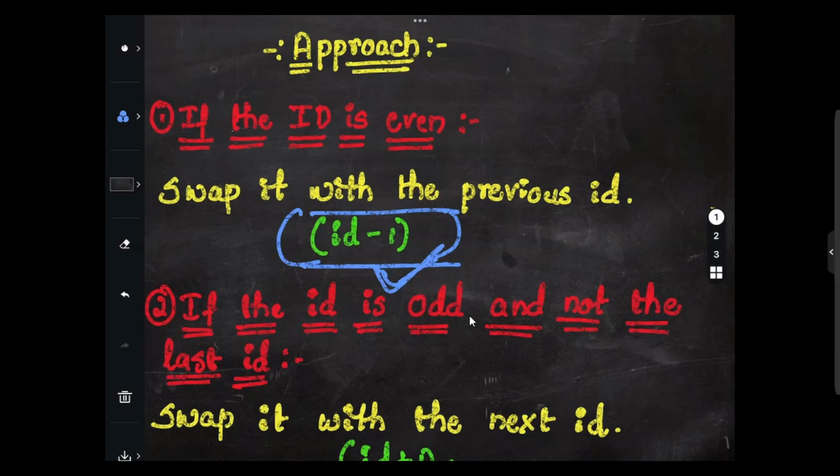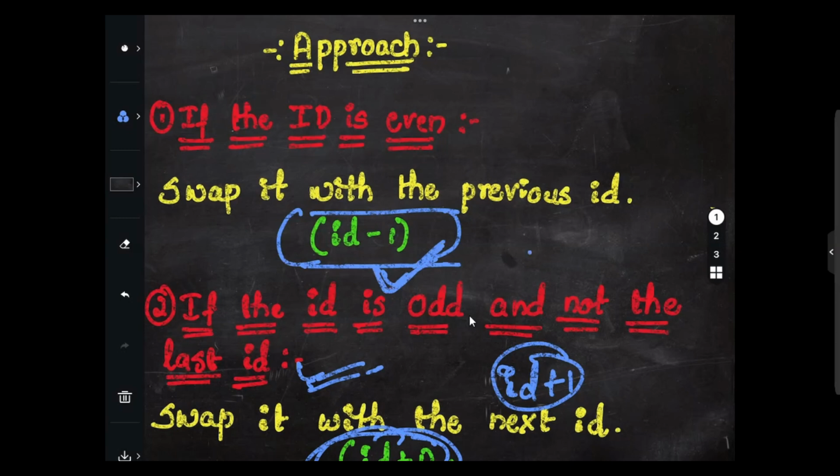If the ID is odd and not the last ID, we will swap it with the next ID. So this will be ID plus 1. The previous one was ID minus 1. If the ID is odd and not the last ID, then we swap it with the next ID, ID plus 1. If the ID is even, we swap it with the previous ID, ID minus 1. So ID plus 1, ID minus 1 and ID plus 1.